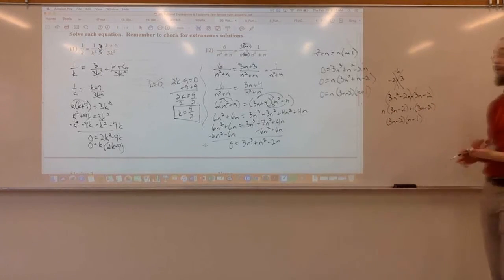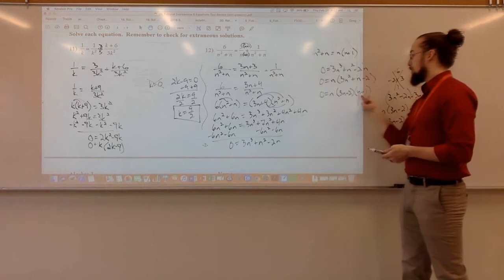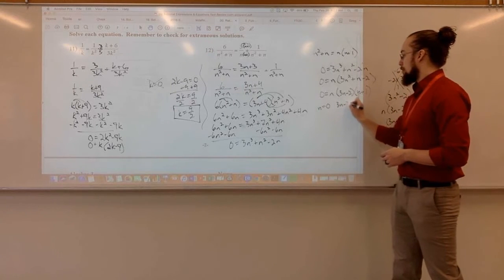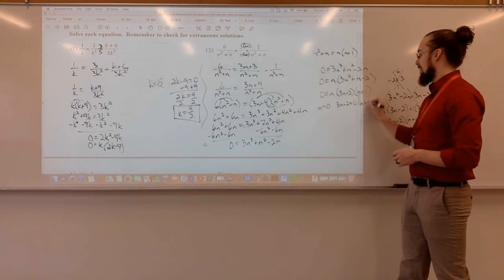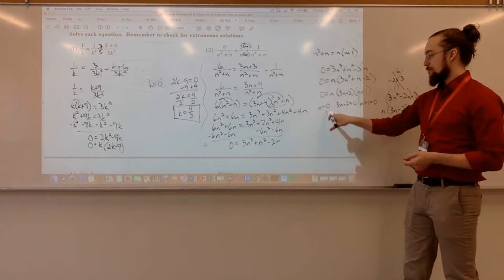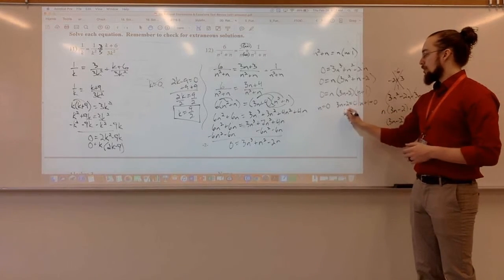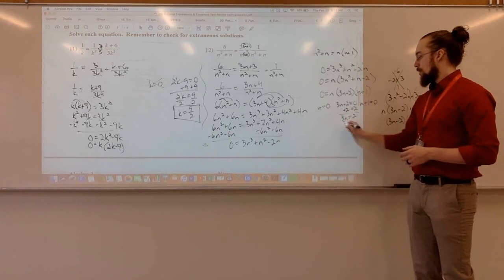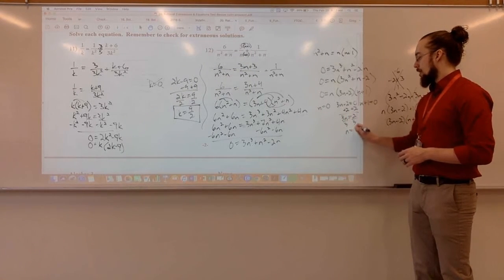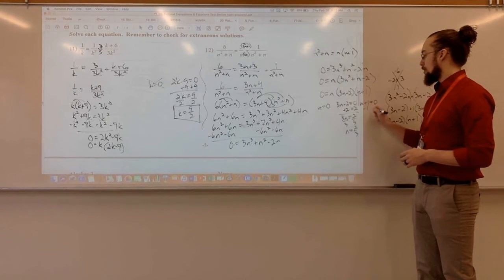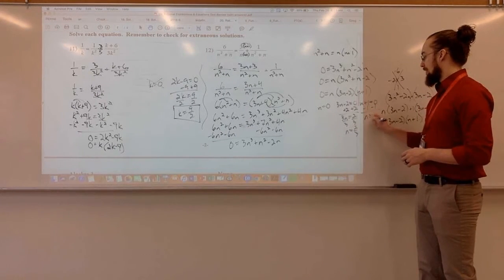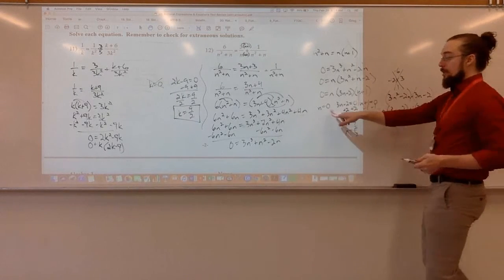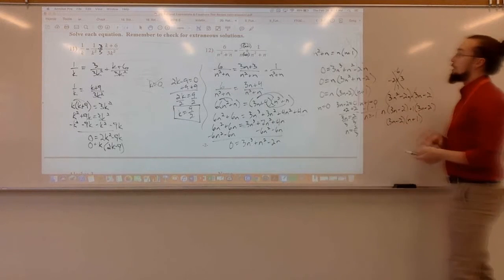And now to solve, I want to set each of these factors equal to 0. So we'll say n equals 0, 3n minus 2 equals 0, and n plus 1 equals 0. This one's done. Here, I would add 2, divide by 3, we get n equals 2/3. Here, I would just subtract 1 and get n equals negative 1. So I've got 3 answers: 0, 2/3, and negative 1.